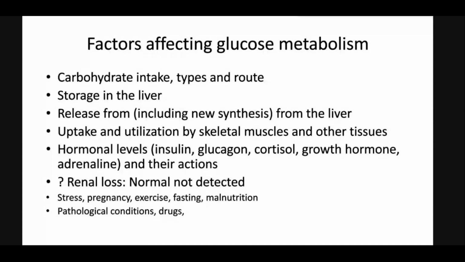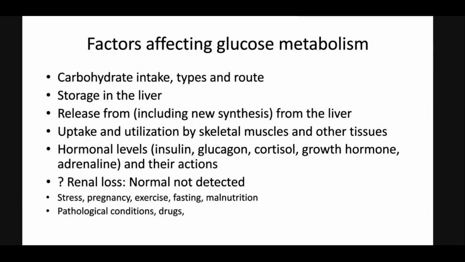And the next one is release, including new synthesis from the liver. When there is excess glucose in the blood, we can expect its storage somewhere for later utilization. The liver can store it when there is excess glucose in the blood, and it can release it when there is deficiency or low glucose levels in the blood. And it can even synthesize new glucose.